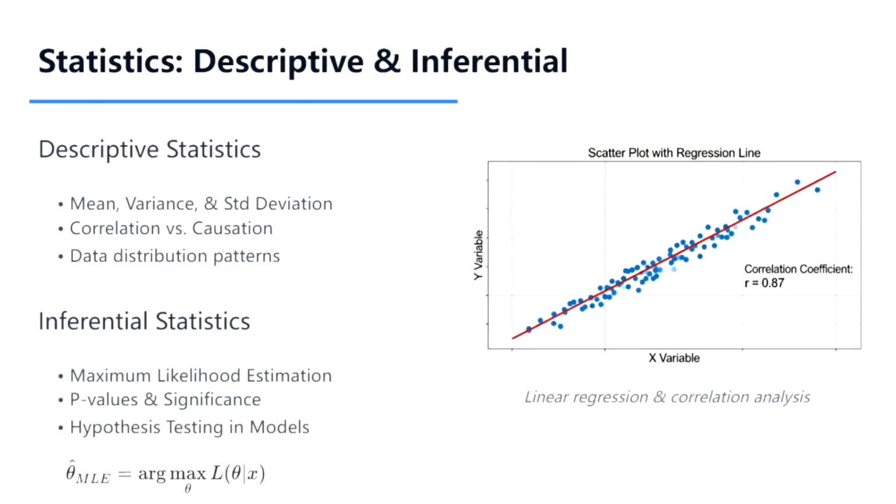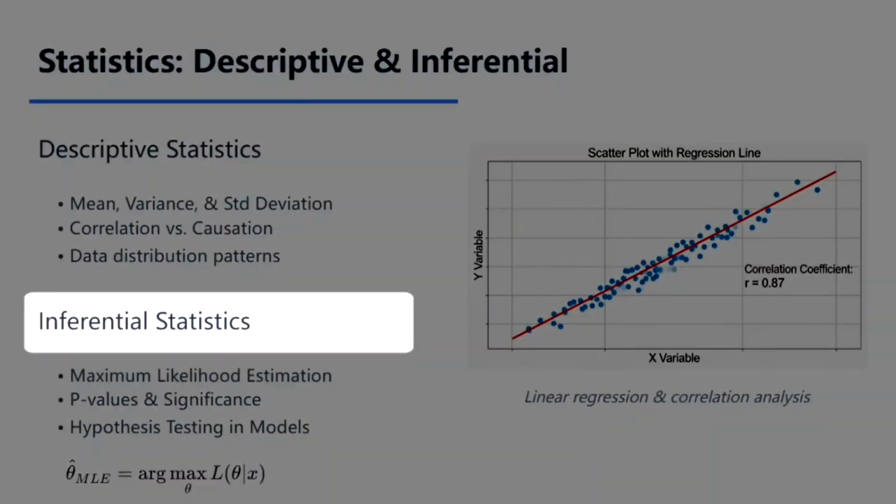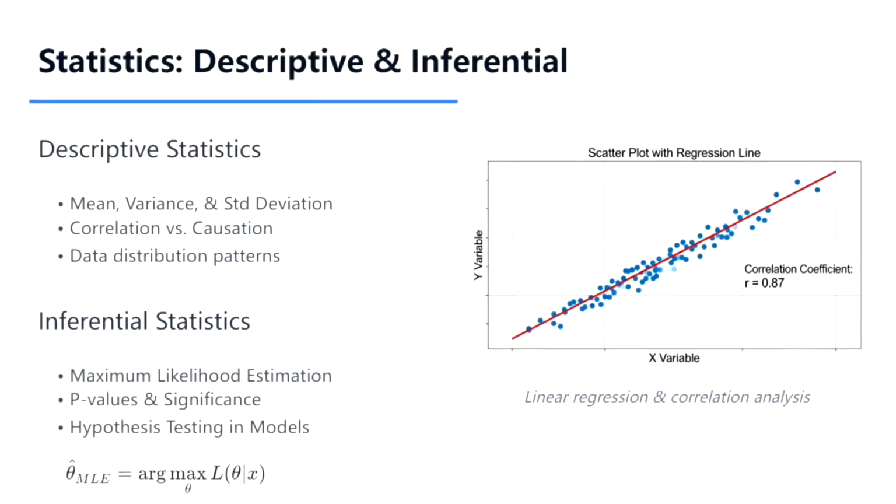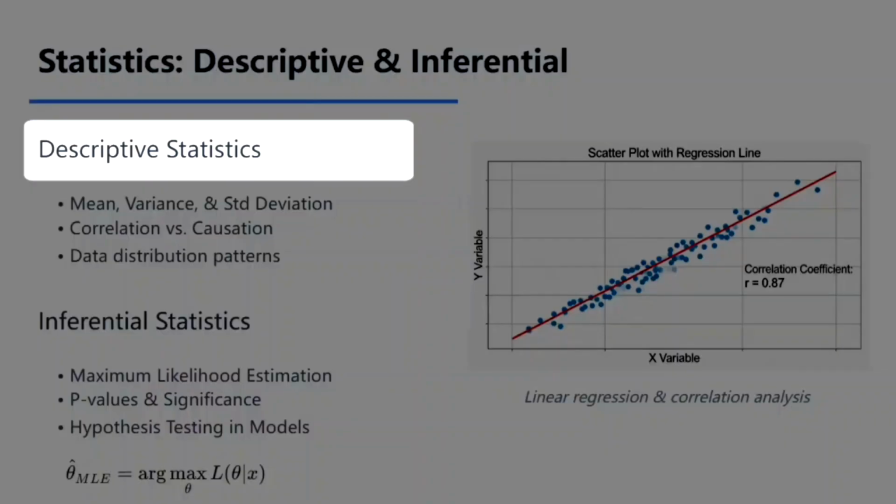We rely on metrics like mean, variance, and standard deviation to describe the center and spread of our data points. It is also here that we must carefully distinguish between correlation, how two variables move together, and causation. However, in AI, we often need to go further. Inferential statistics allow us to take samples of data and make generalizations or inferences about a much larger population.